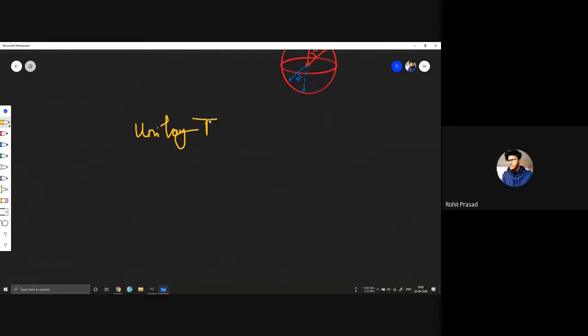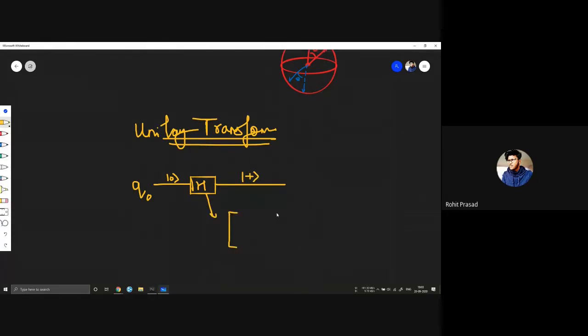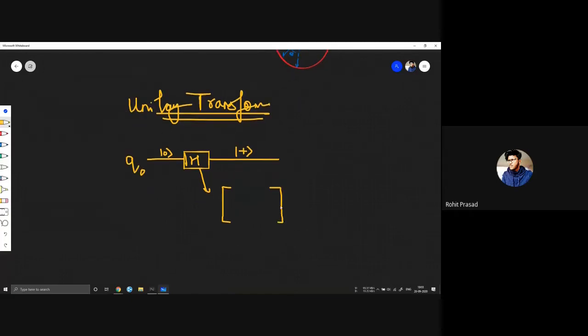Unitary transformation. All the gates that we put in our circuit, like Q0 and then an H, from 0 it becomes plus. This gate has a matrix, right? This matrix is also a unitary matrix. Every gate in our quantum computation is a unitary transformation from one state to another.